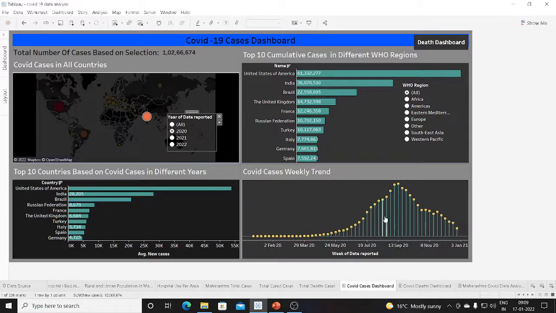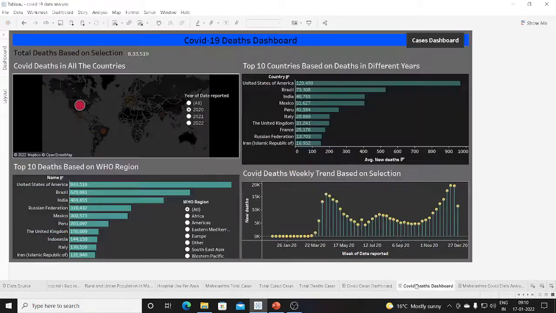The wave started to increase. Up to 11 October there is a high number of cases, and then it started to decrease and decrease. Now if I want to see the death cases in India, this is the COVID-19 deaths dashboard.